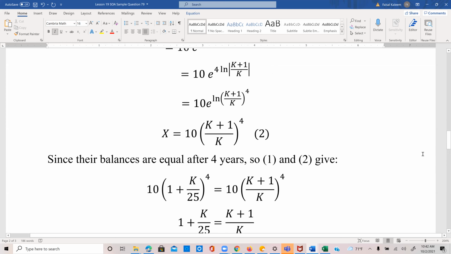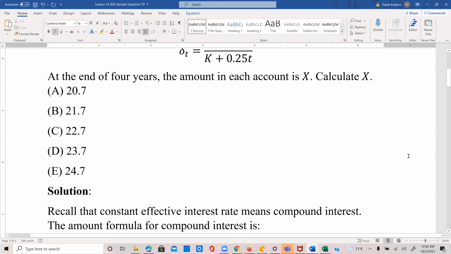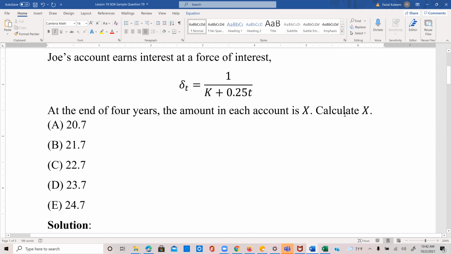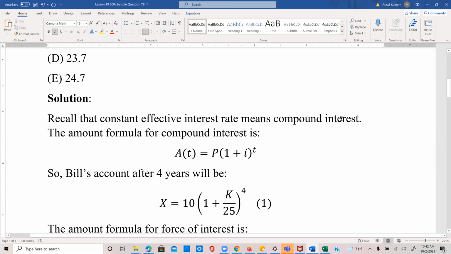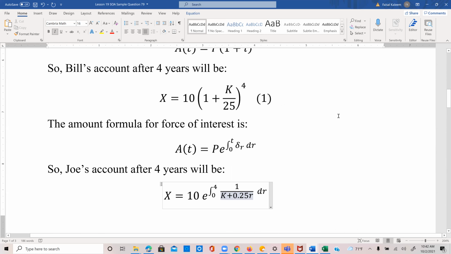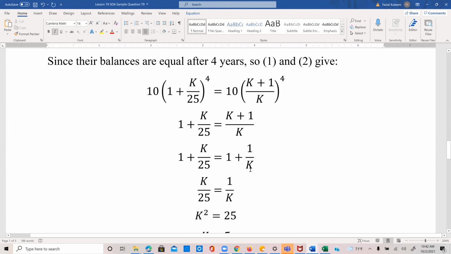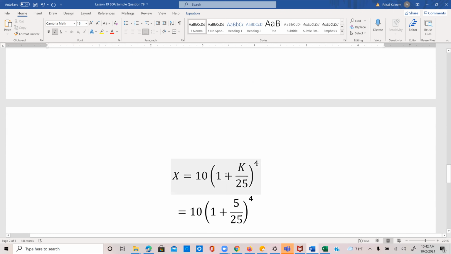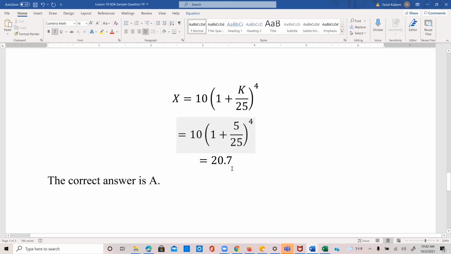And the question was to find the balance of any one of them. So calculate X. We can do it through the easier formula. Actually, both of them became quite easy once we simplified, so you can use 1 or 2. If you use 1, K is 5, so it'd be 10 times 1 plus 5 over 25, to the power 4. And this simplifies to 20.7. That's choice A.